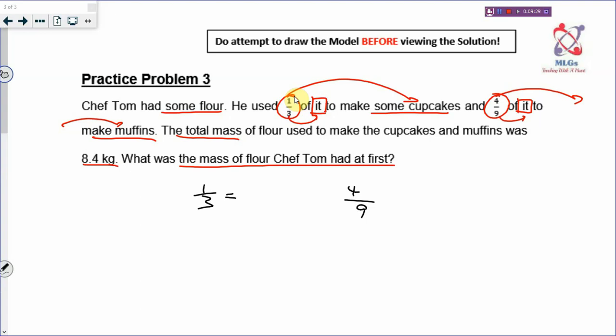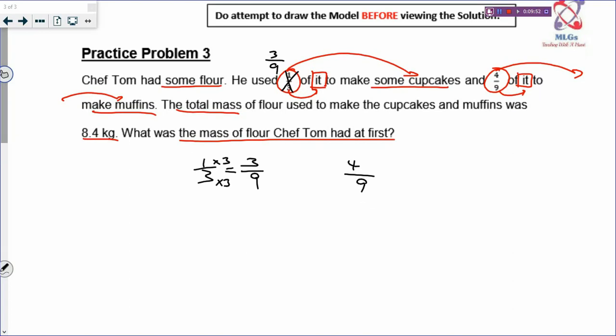Alright, so we can make the denominator the same because the 2 fractions are referring to the flour. So 3 times 3 and 1 times 3, and you get 3/9. Which means that instead of saying he used 1/3, you can now replace it with 3/9, and the arrow pointing is still the same, right? So now you can start to draw the model.